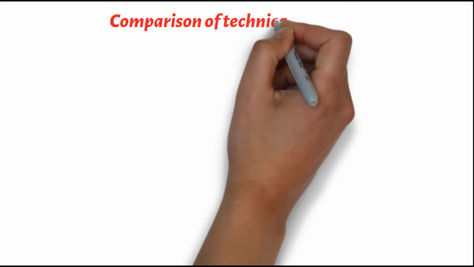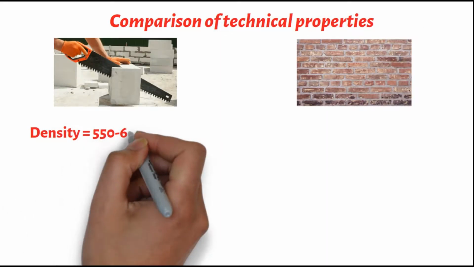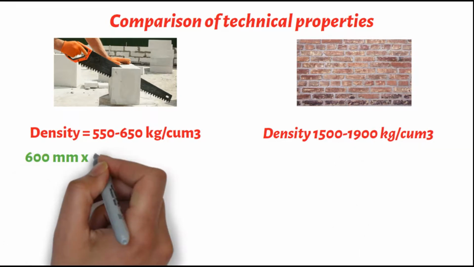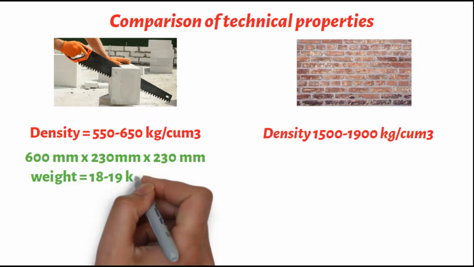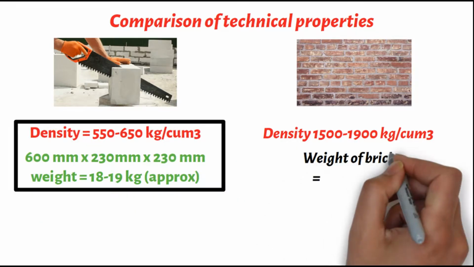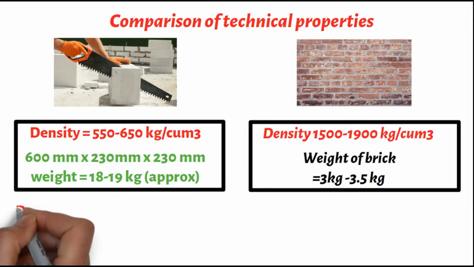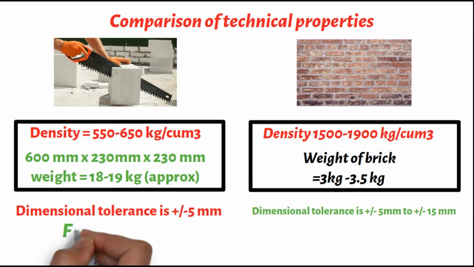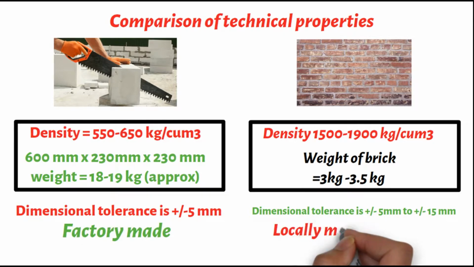Now a comparison of the technical properties. AAC blocks have a density of 550 to 650 kg per cubic meter, bricks 1500 to 1900 kg per cubic meter. The weight of an AAC block is 18 to 19 kg, whereas the weight of a brick is around 3 to 3.5 kg. Dimension tolerance is plus or minus 5 mm, while in bricks it is plus or minus 5 mm to 15 mm.